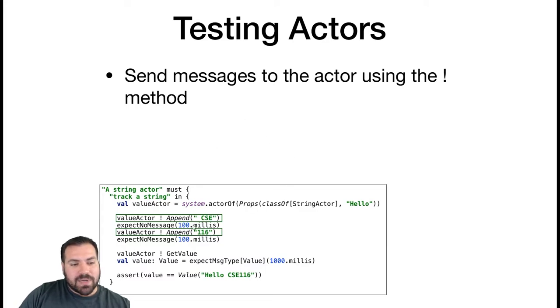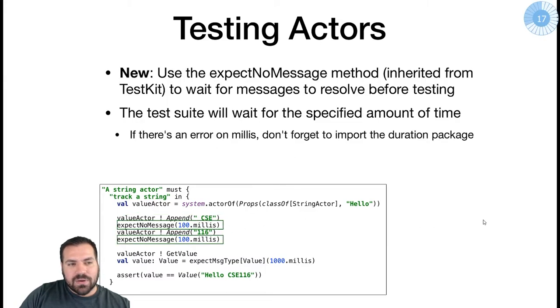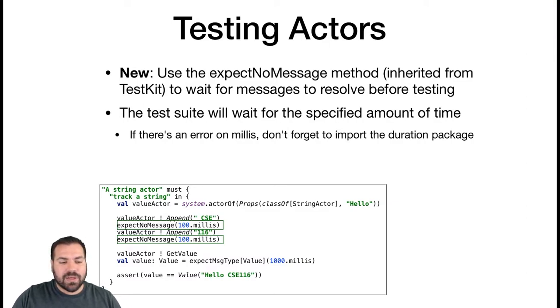So we're going to send those messages, and here's where some new content comes in. This expect no message. Other than expect no message and expect message type, the rest of this and the assert, we've seen in Monday's lecture and its review. This one is a big new thing. Expect no message. We get this from the test kit. So we extended test kit, and we get a lot of methods. Expect no message and expect message type are the two that we're using here.